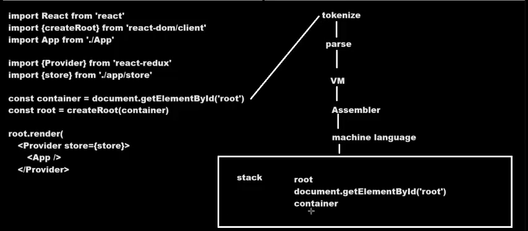And the left side is container variable, equal calling function. Right side, we call function. And when we call function, that function opens frame on stack. And look at first, we have container. After that, document getElementById, it is function. And we have a root.